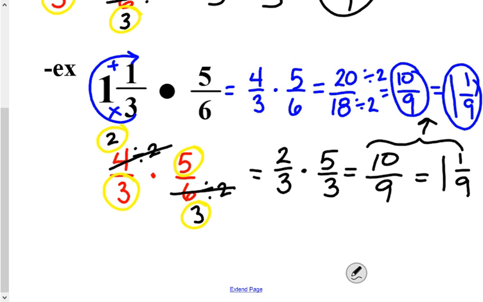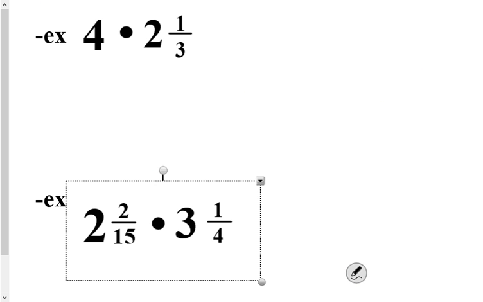All right, let's look at a couple more examples. 4 times 2 1/3. So if I do 4 times 2 1/3, first I need to change everything to fraction form. So 4 would be 4 over 1, times 2 1/3, which would be 3 times 2 is 6, plus 1 is 7. So it would be 7/3.